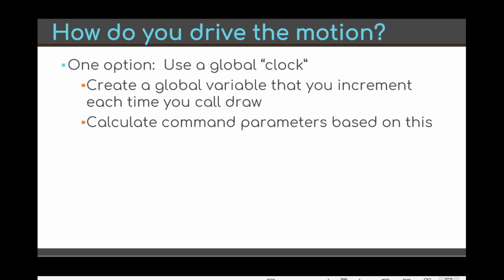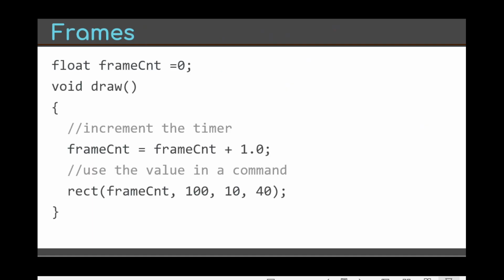So what we use here is a global variable that you increment each time you call draw. So this is a frame counter. So if we have our float frameCount equals 0 at the top, we have a box with 0 in it. Well, how do we manage that box? How do we make that into a thing that counts up the number of frames that we've passed so far? Well, we put that inside the draw command. We increment the timer. So frameCount equals frameCount plus 1.0.